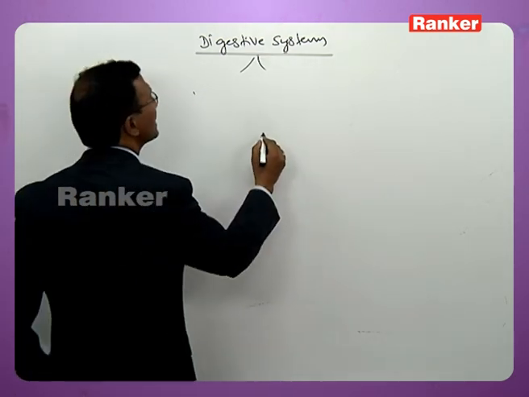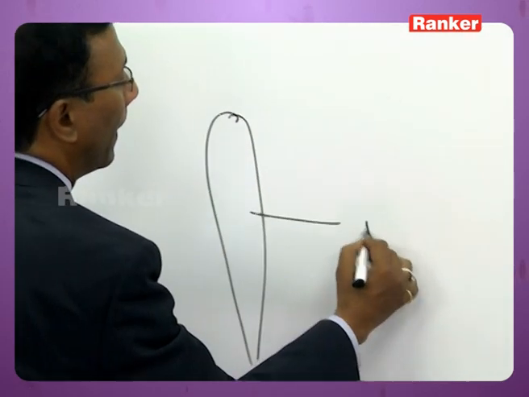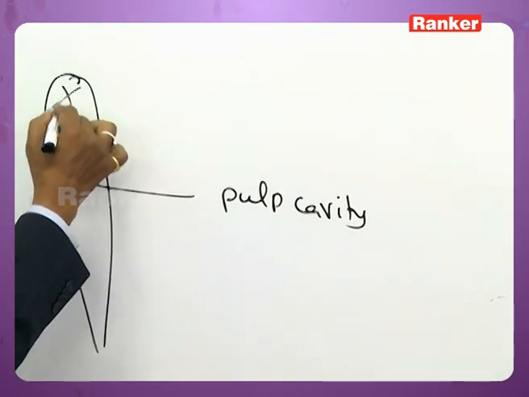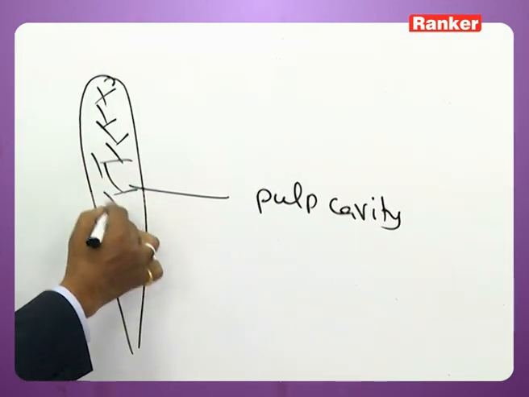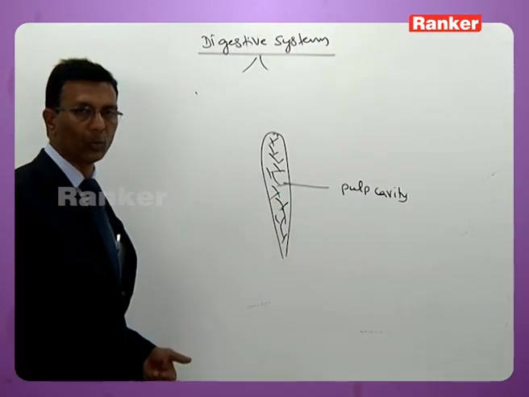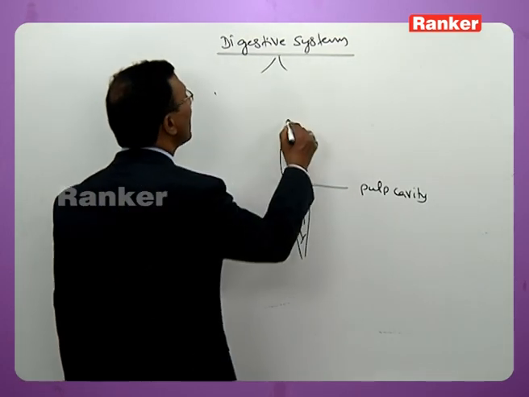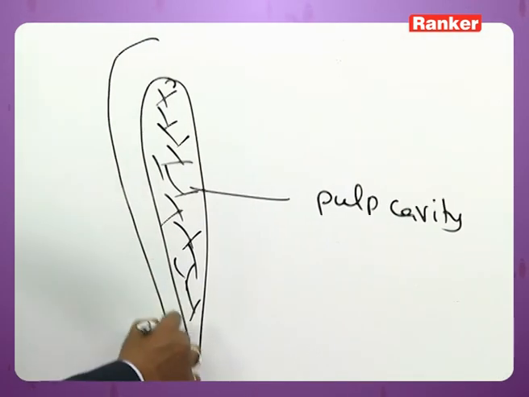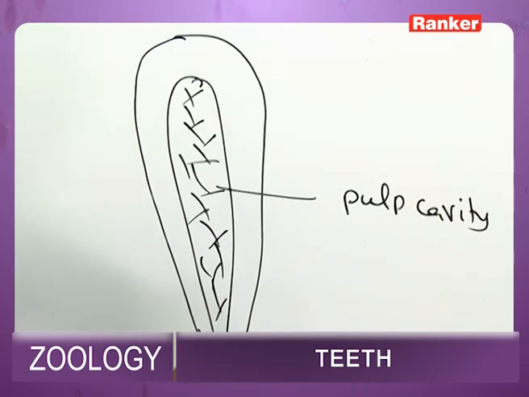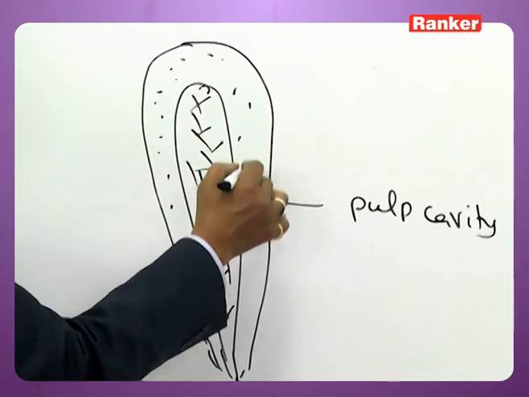Now if you take structure, it has a centrally situated pulp cavity. It is filled with blood vessels and nerve fibers, which nourish the tooth. That pulp cavity nourishes the tooth. Next to pulp cavity, you have the part that forms the bulk of the tooth, this is called dentine.